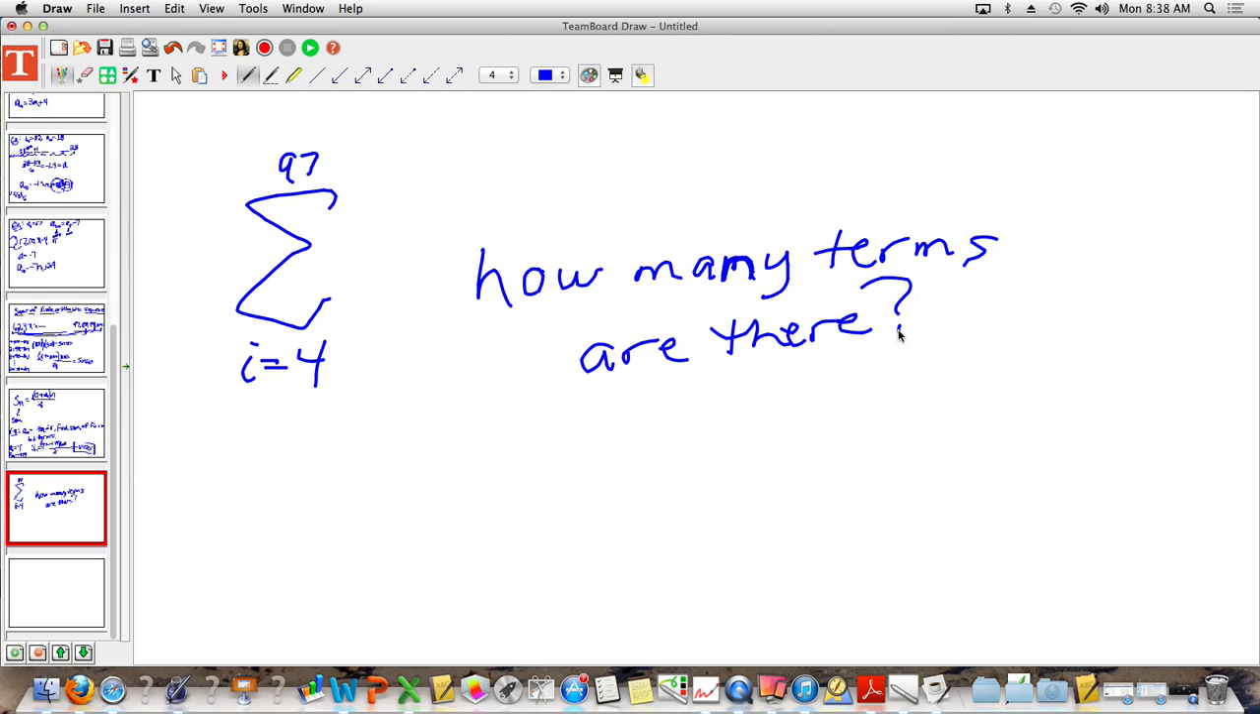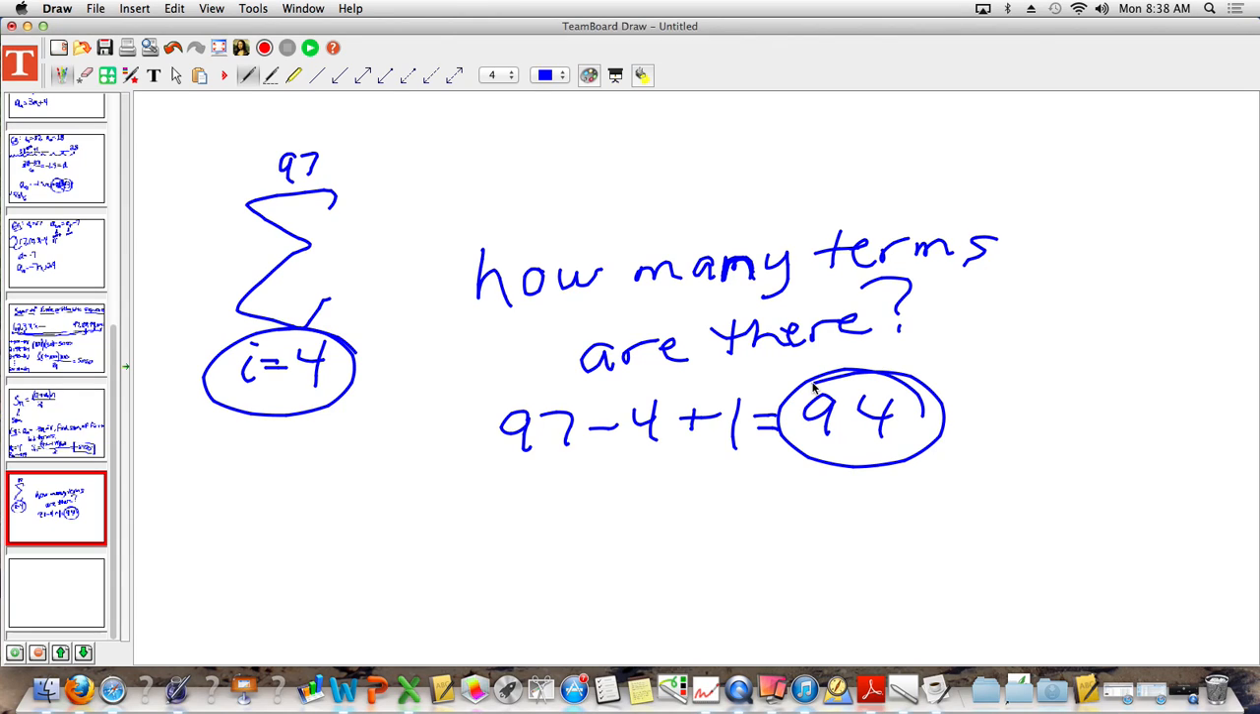You take the very last term, which is 97, minus the 4 from it, but then you have to add 1 onto it. Because when you just take 97 minus 4, you're not including the 4th term. So make sure when the bottom number does not start with a 1, that you subtract 97 minus 4 and then add 1 onto it. So 97 minus 4 is 93 plus 1 more term. There would actually be 94 terms.